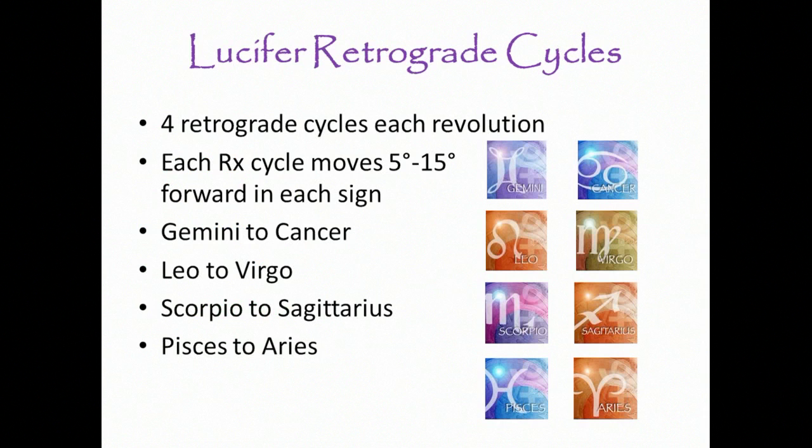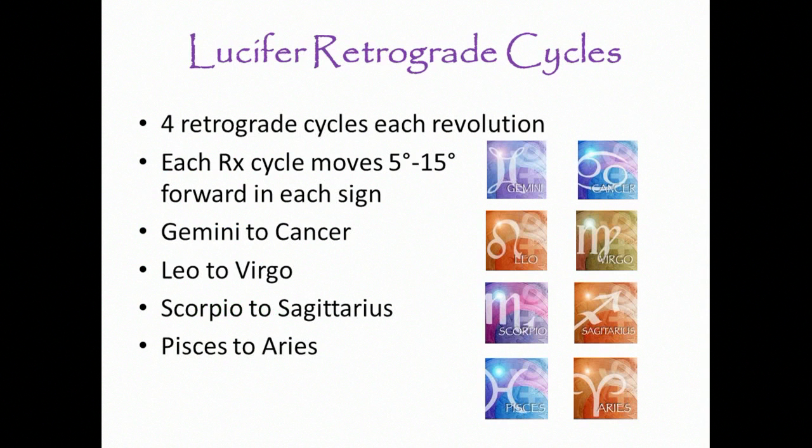Remember I said every 5-year cycle, Lucifer has 4 retrograde cycles. If you follow Lucifer every 5 years, each retrograde cycle is kind of like that Venus star point, except it's a square. Each revolution, when it comes back to have a retrograde cycle in the same area, it has moved forward 5 to 15 degrees in each sign.